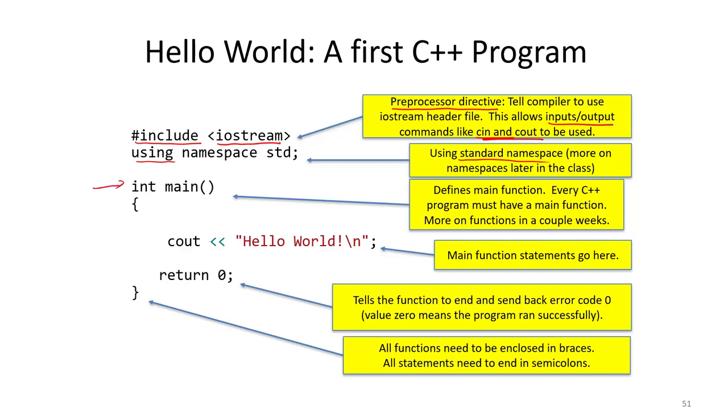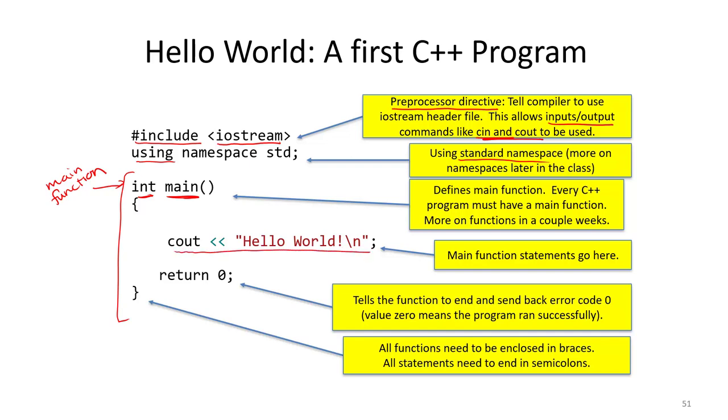Next, we have a main function. So that is this thing here. Every program must contain a main function. And we'll talk more about what functions actually are and why we use these braces and things. But for now, you'll just want to remember that every program must contain this main function. So we have to have int main and the curly braces just like this. Inside the main function, that's where we put the things that the program needs to do.